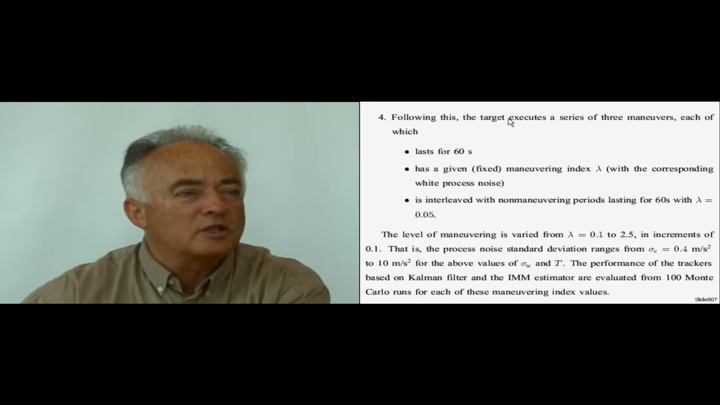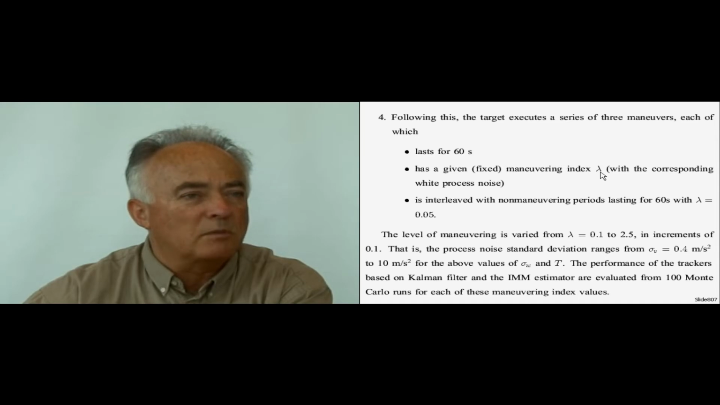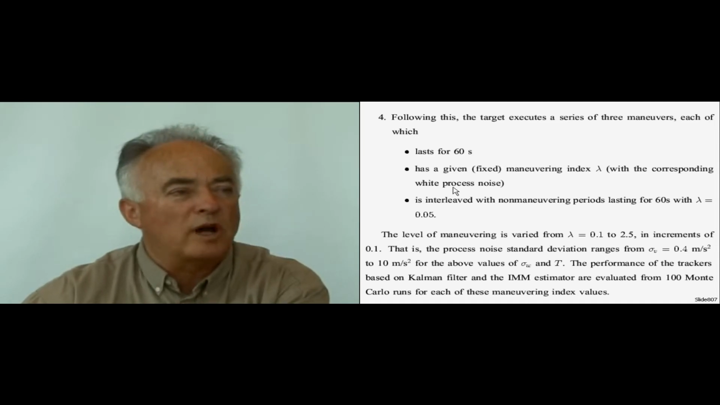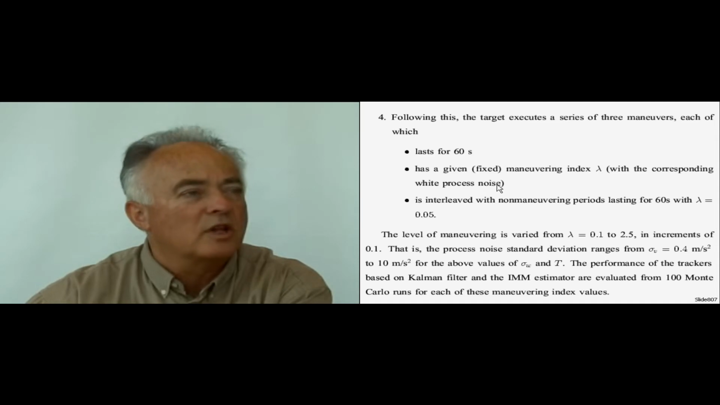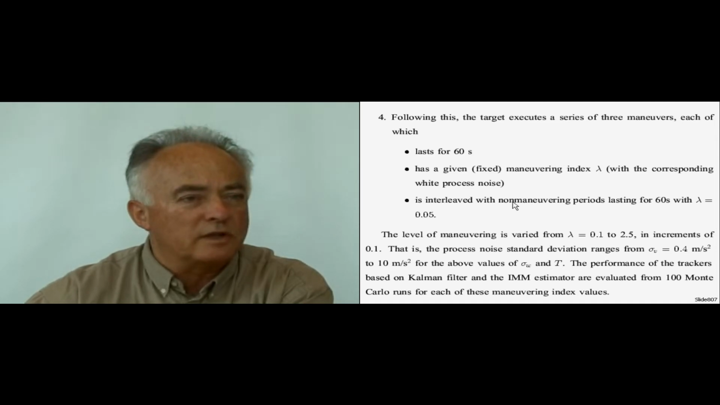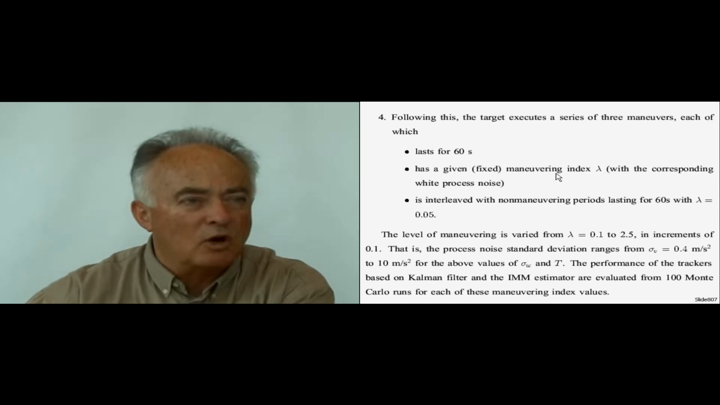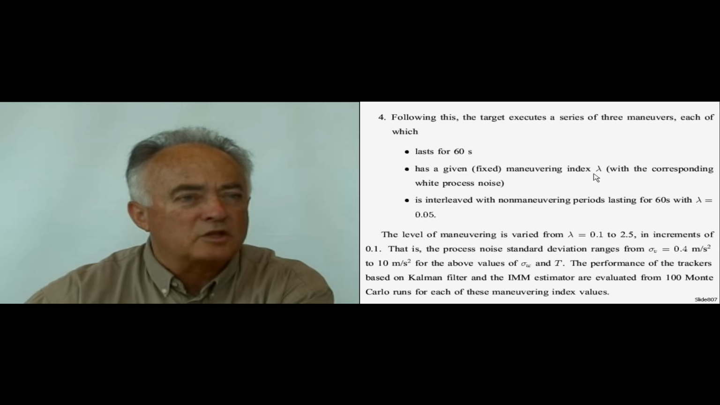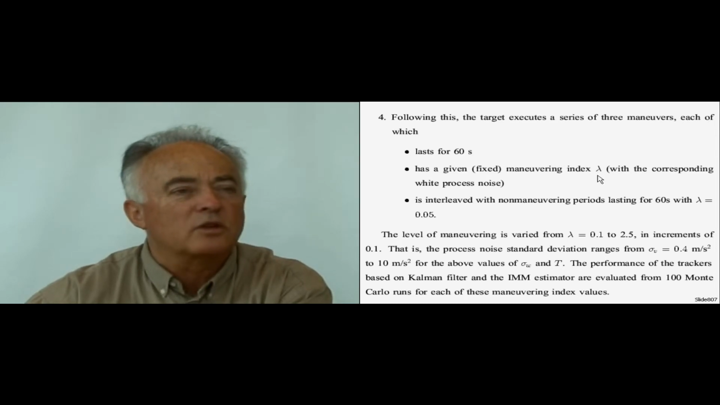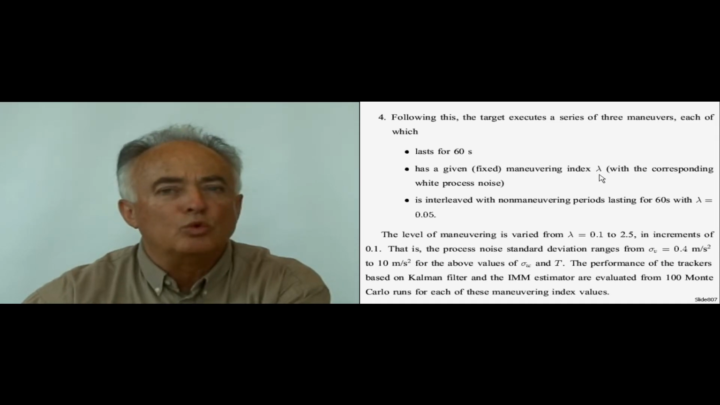Following this, the target executes a series of 3 maneuvers. Each of these will last 60 seconds and will have a fixed maneuvering index lambda with corresponding, again, zero mean white process noise, and these intervals are interleaved with non-maneuvering intervals, again 60 seconds with a very low lambda. And we leave this lambda open and see when this maneuvering lambda, the high lambda, is going to be a reason to choose an IMM over a Kalman filter.